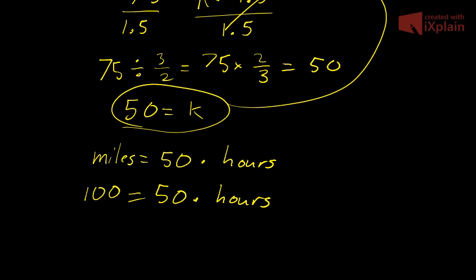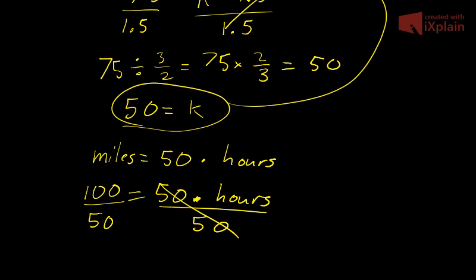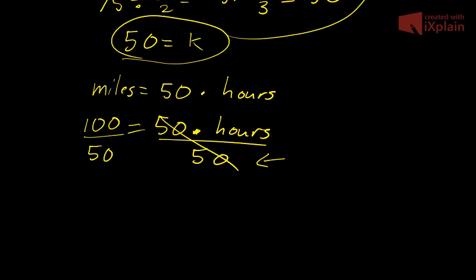Now we want to figure out what the hours is, so we have to get it by itself. There's this 50 next to it that's multiplying. Opposite of multiplication is division, so we divide by 50. 50 divided by 50 is 1, that cancels out. We divided by 50 on one side, so we divide on the other, and 100 divided by 50 is 2. So the number of hours is 2, and in 2 hours we will have gone 100 miles, good to go. All of these problems are going to be very, very similar like that.